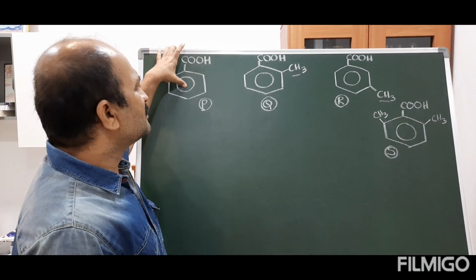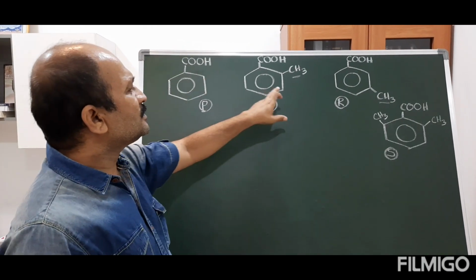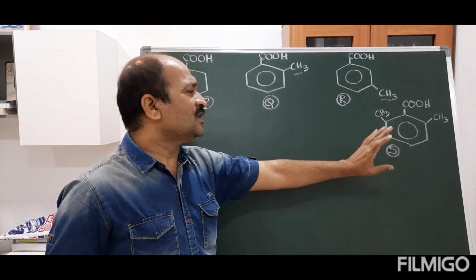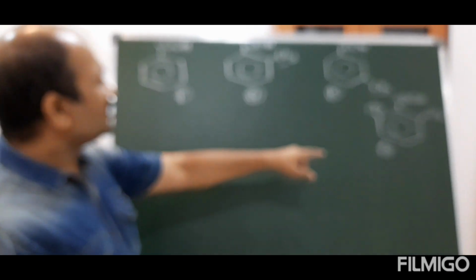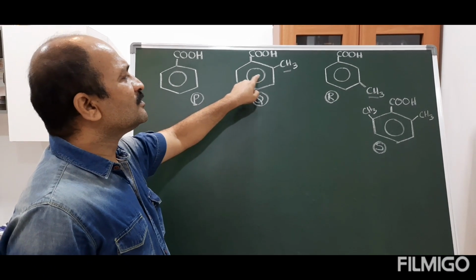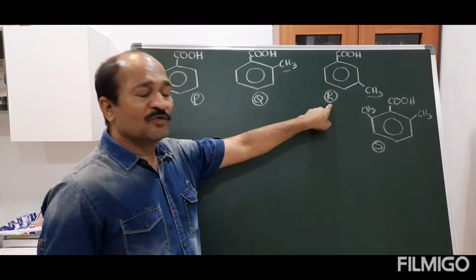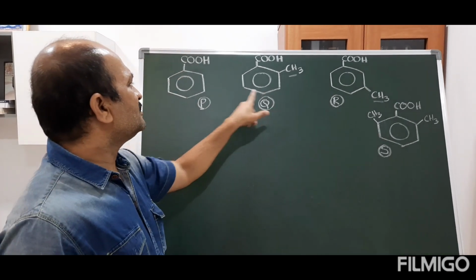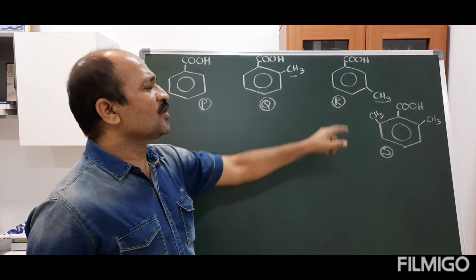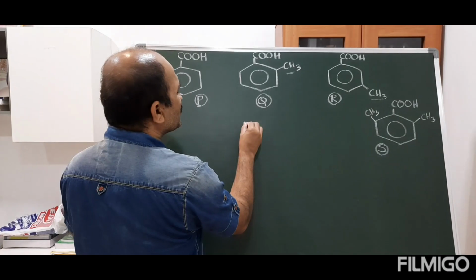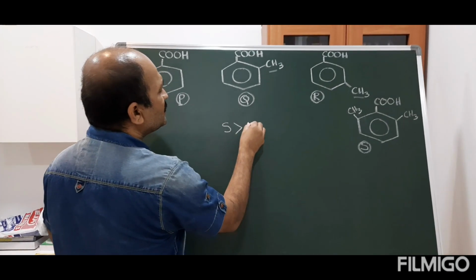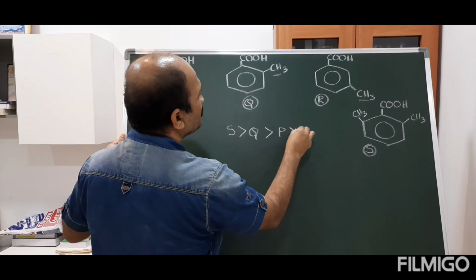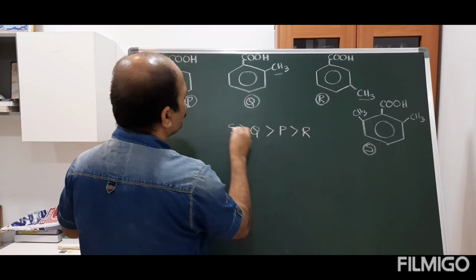I am also agreeing. But here S is the most acidic. What is the reason? After that, this one is more acidic. Sorry, this is the first, and this is the last. I will explain the concept. S greater than Q greater than P and all.